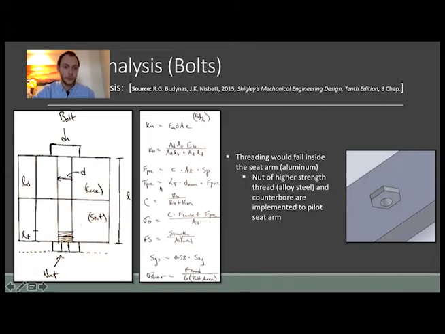Another important point too is we were able to calculate the preloading and pre-torque for the bolts, and it would actually work out better with this counterbore anyway. So all in all, this little change worked out quite well.